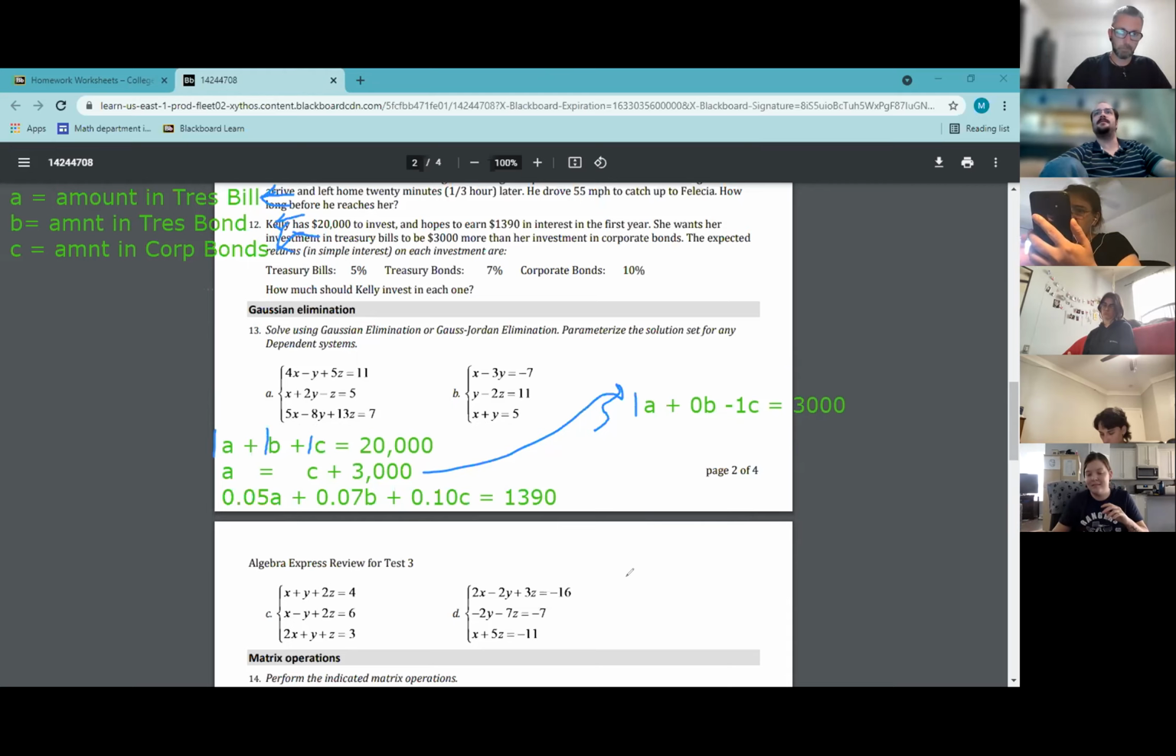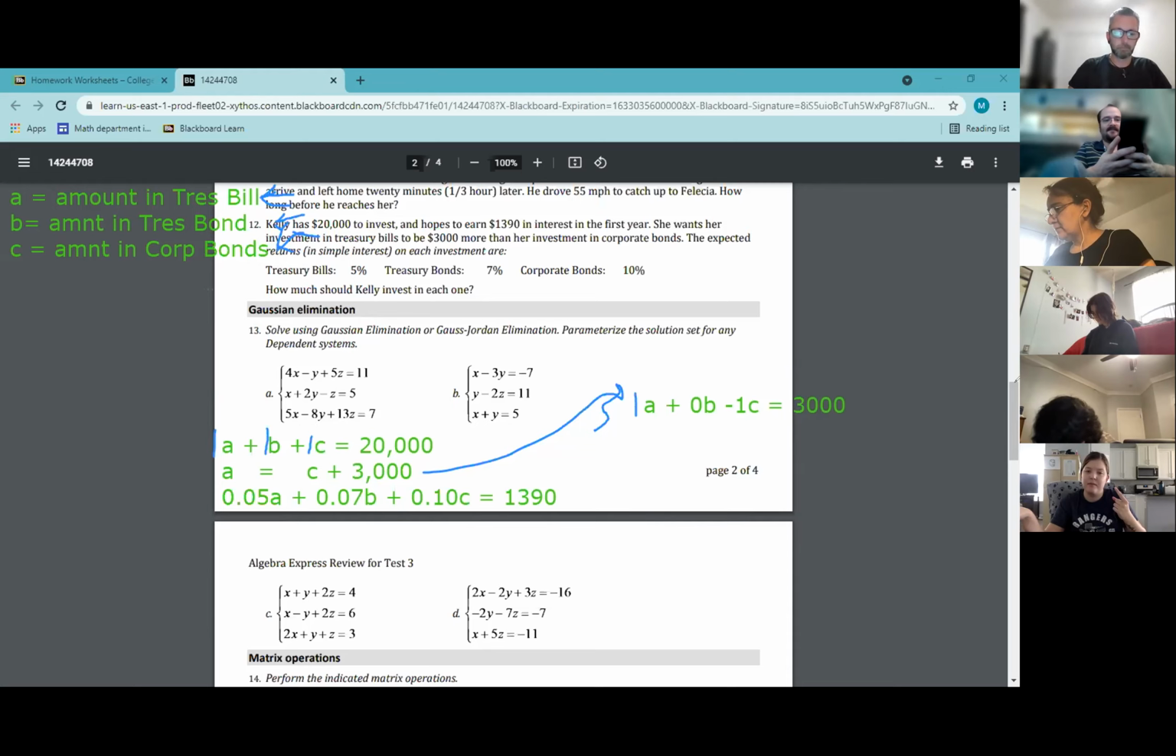Any questions? I think we're going to hit stop on the record unless they've got more good questions. What was the answer for 13, 12? Oh, I hadn't done it yet. I'm going to do it in a matrix right quick. It's a 3x4 matrix. It looks like 1, 1, 1, 20,000, 1, 0, minus 1, 3,000, and 0.05, 0.07.